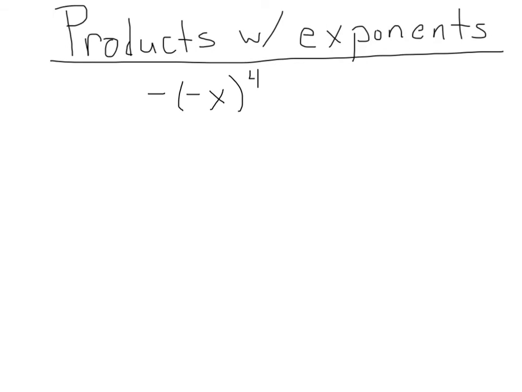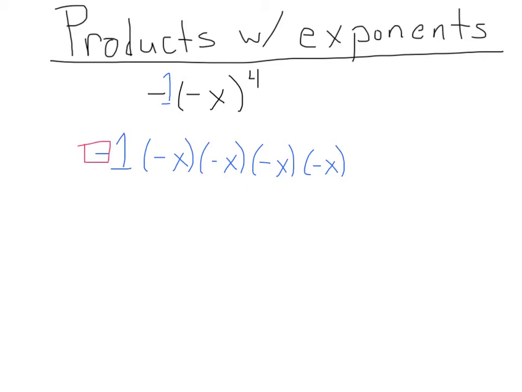Now what happens if we have a number or a negative sign outside of our parenthesis? Well, if there isn't a number there, we know that there is an invisible 1, so we can write that in. And then we're still going to do the exact same thing that we did before, except this time we have a negative 1 in front, but then we still have negative x times negative x times negative x times negative x. So we have 4 negative x's multiplied by each other, and in this example we have a negative 1 in front.